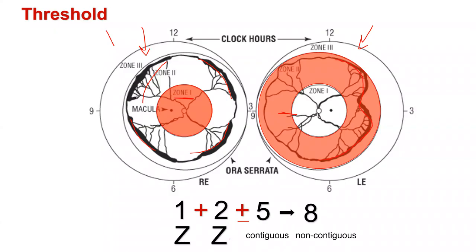In order to remember it, remember 1 plus 2 plus 5 equals 8. So zone 1, zone 2, 5 contiguous, 8 non-contiguous, and add the plus sign for the plus disease. This is called threshold disease, but in current practice, we don't wait for this level. We treat at pre-threshold type 1. So what is meant by pre-threshold type 1, which is an indication for treatment?